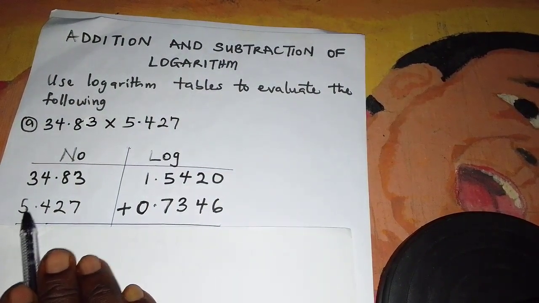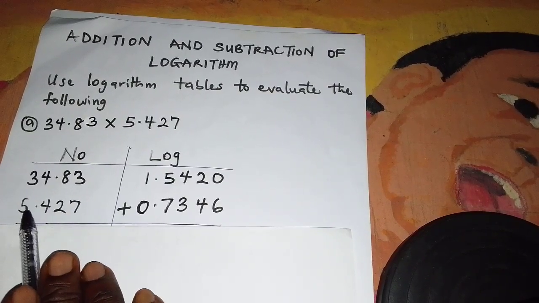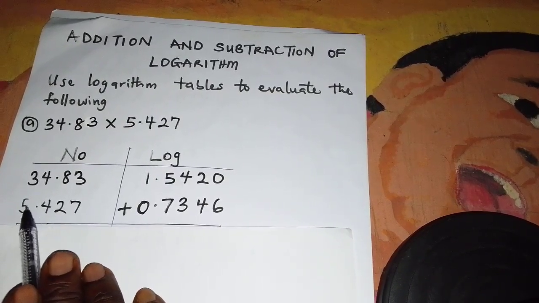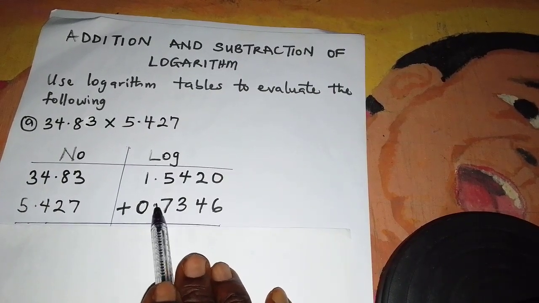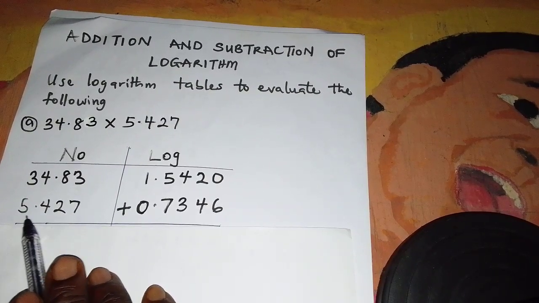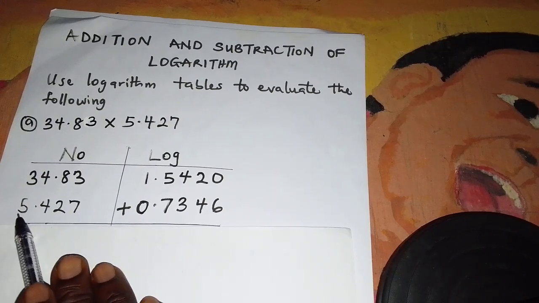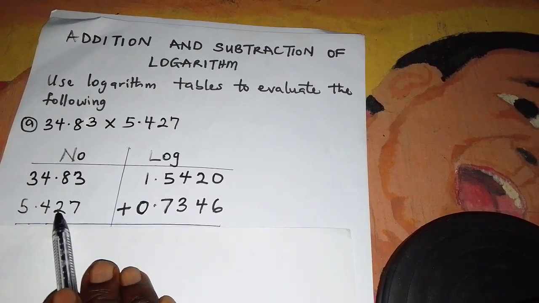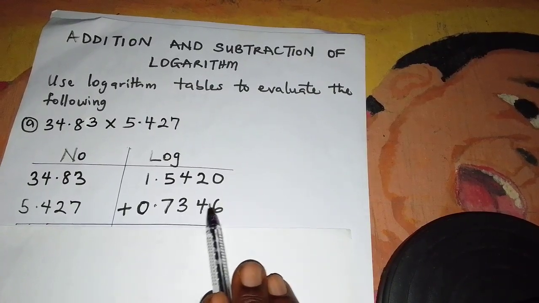Again, you look for the logarithm of 5.427. So write 5.427 under number. Since the number before the decimal point here is a unit number, you are not going to move it. That is the reason why you are having 0. Now repeat the first two numbers: 54 under 2, difference of 7. So look for the logarithm of 54 under 2, difference of 7, which will give you 7346.